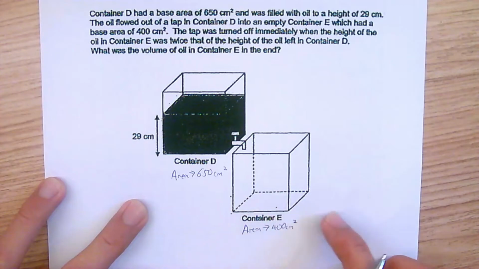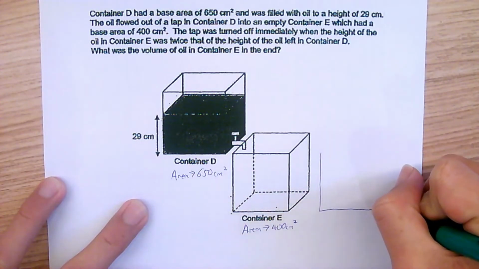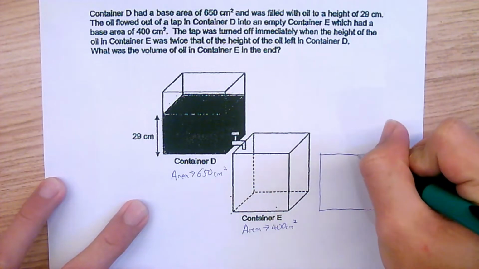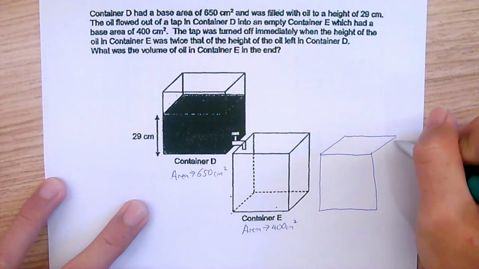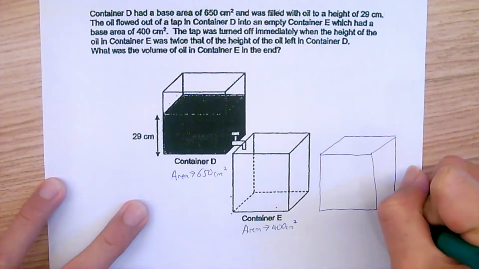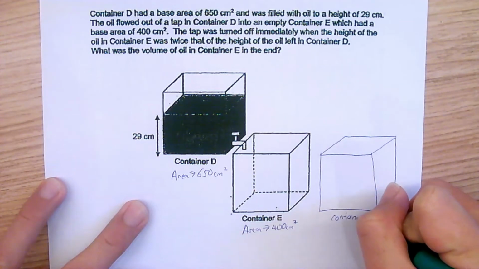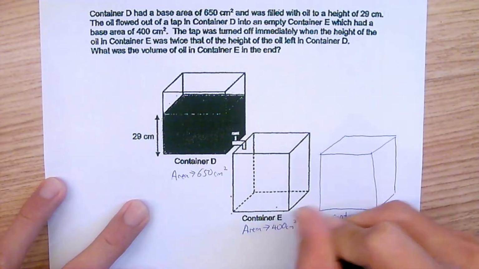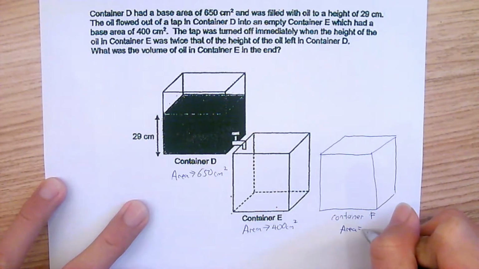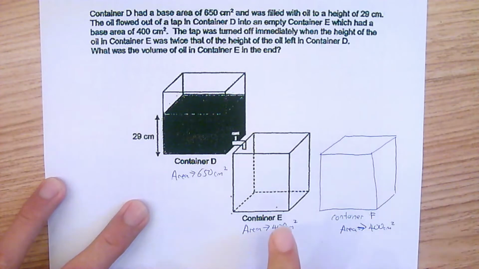Now imagine that there is another container E. I'm going to try my best to draw the same size and same dimension as this container E. Please don't mock my drawing. Okay, this one is another container E. I'm going to call this container F. Container F and container E both have the same area. Basically, I am just saying that there is another container E, which is this.